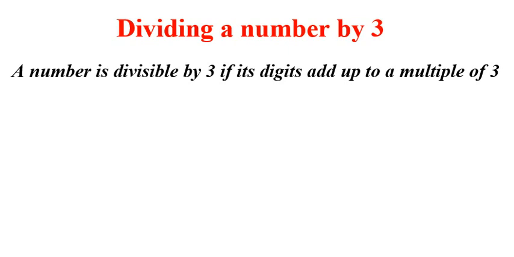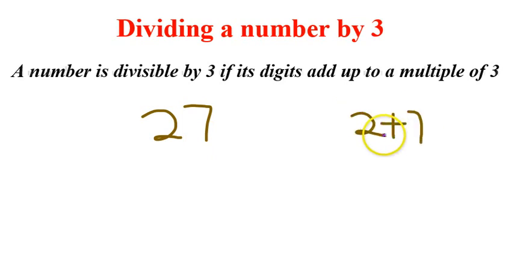Which means that if I give you 27 and you want to see whether 27 is divisible by 3, you do 2 plus 7 and that will give you 9. And 9 is a multiple of 3. That means 27 is divisible by 3.